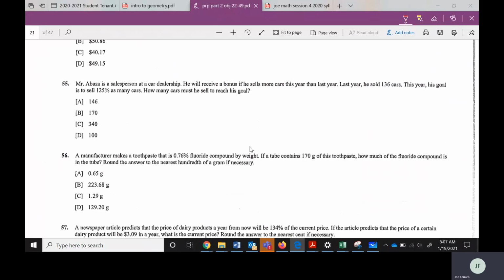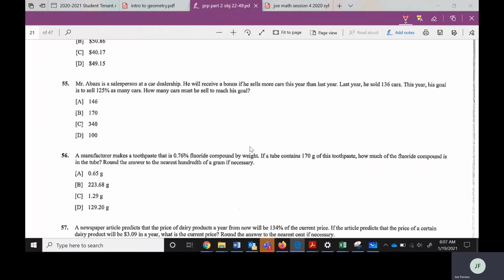So 0.76% of the whole thing. Well, the whole thing is 170. So we're saying 0.76% of 170 grams is the fluoride. Okay, so this is the percent. After the word of is the whole. The fluoride then would be the part. Again, part is the percent as a decimal times whole.